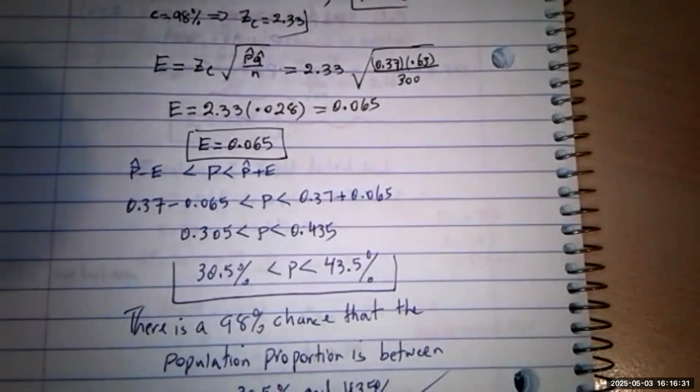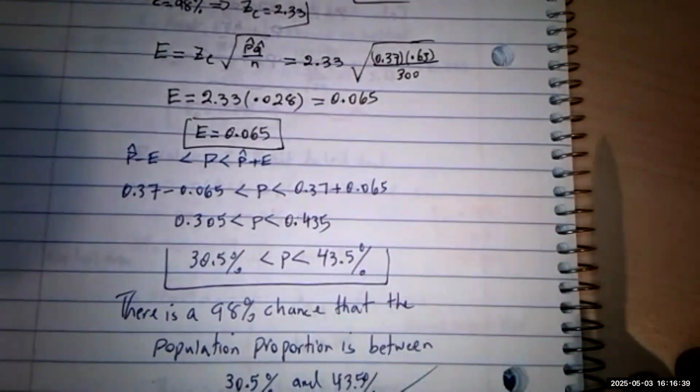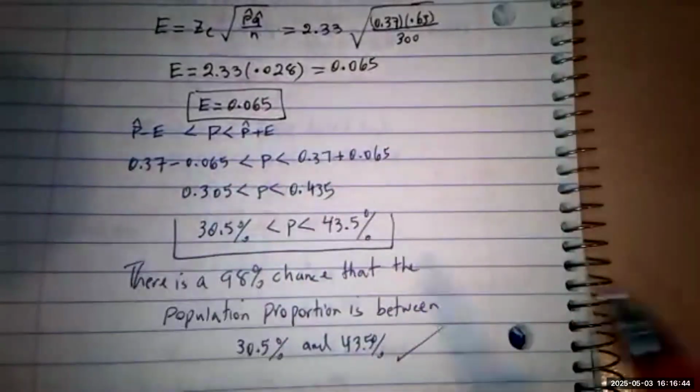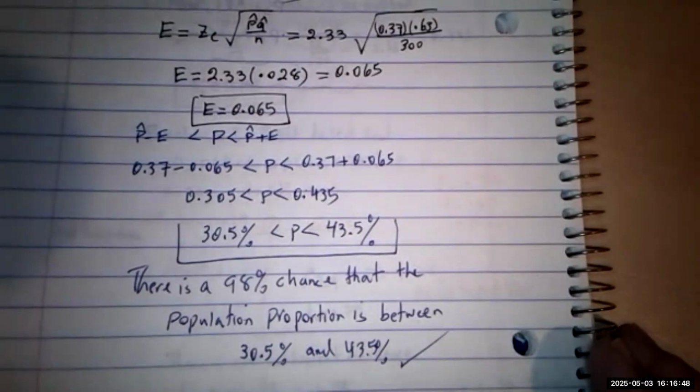So the confidence level of 98%, so there is a 98% chance that the population proportion is going to be between 30% and 43.5%. Okay, so a straightforward problem, and it can be done manually if you like, but I will just show you how you are going to find it on the ArtStat application.